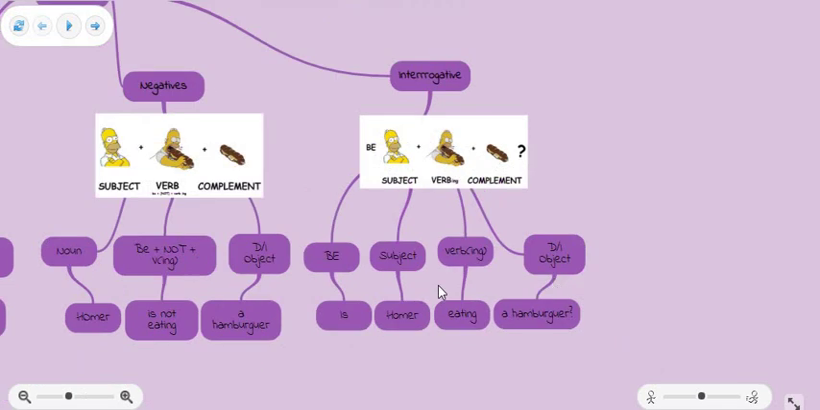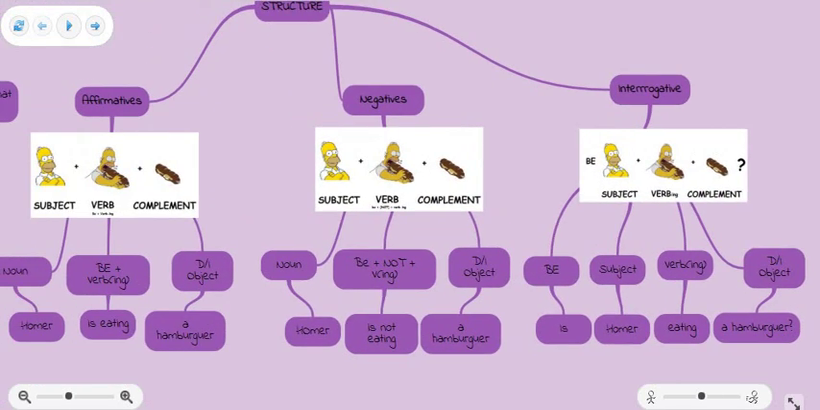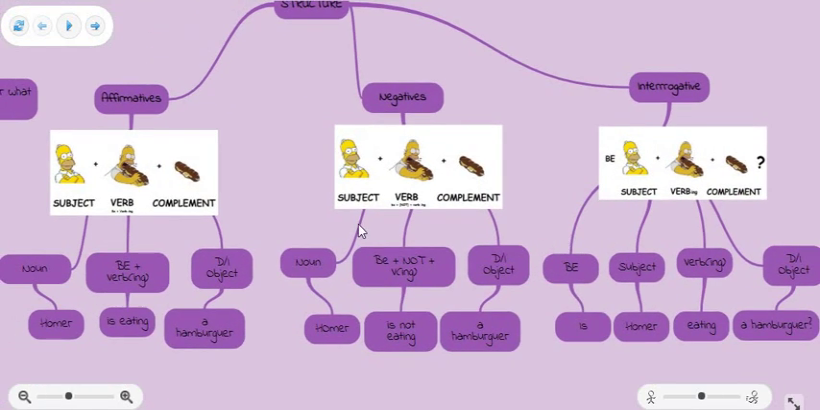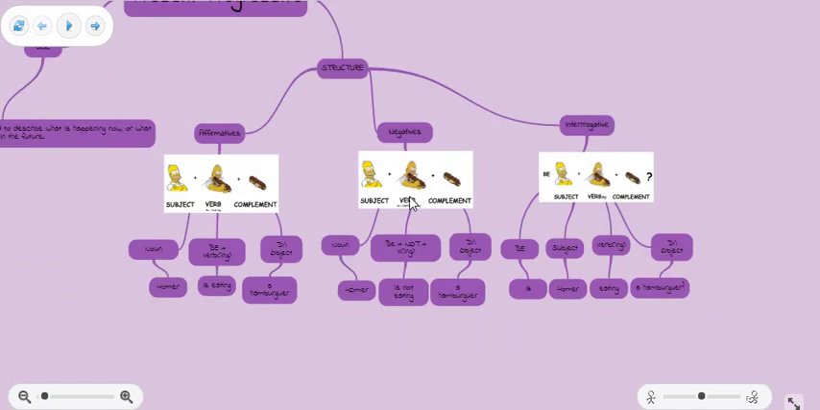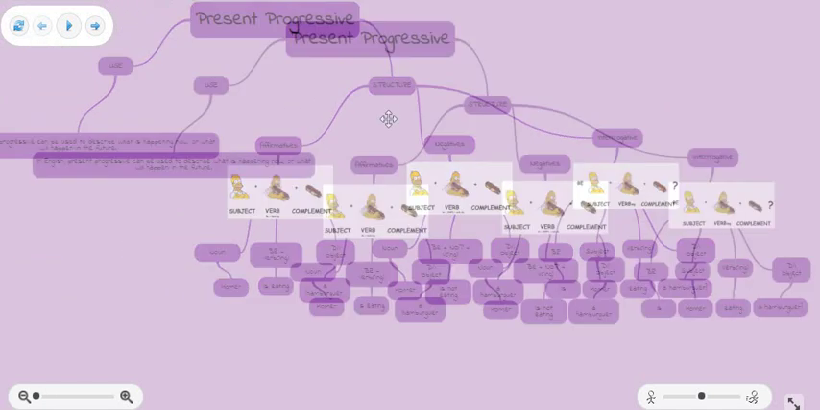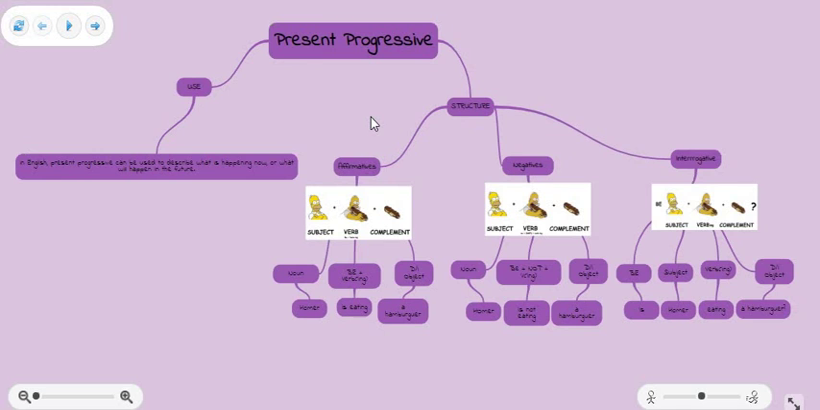So this is how we use this structure in present progressive tense, and this is why you use it in that way. I hope you have understood everything in a clear way. Otherwise, you can come to me and ask me any question that you have.